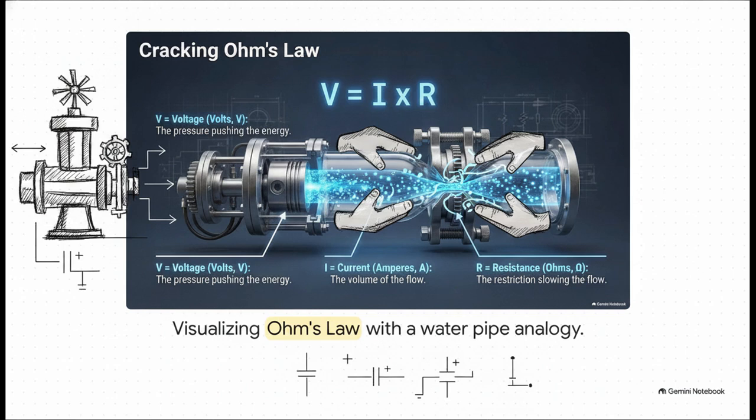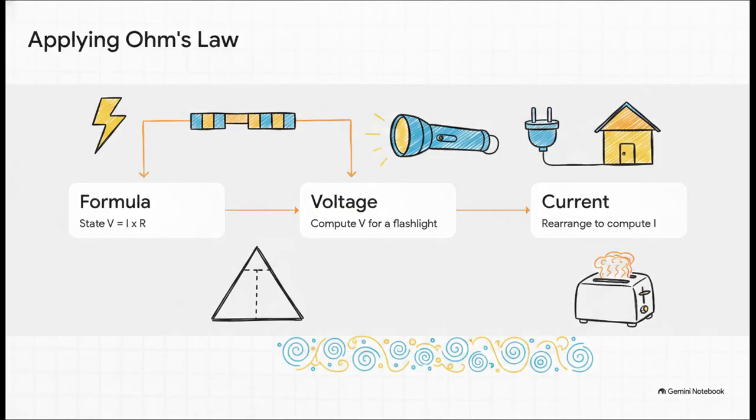If you pinch the pipe harder, resistance goes up, so the current has to go down, unless you massively increase the pressure to compensate. Let's actually run the numbers with 3 quick examples. Step 1. Always write down your formula, V equals I times R. Example 1. If a basic flashlight has a current of 2 amps and a resistance of 3 ohms, just multiply them. Boom, you need 6 volts of pressure.